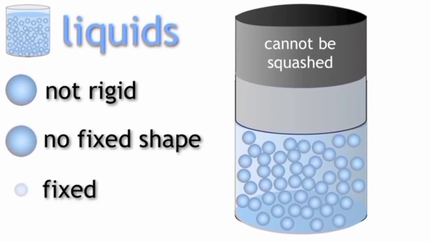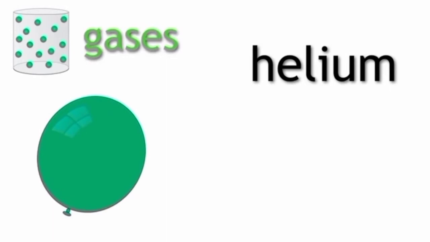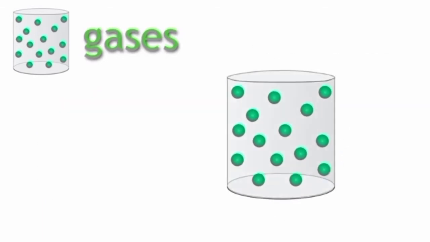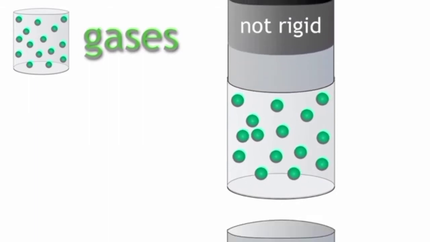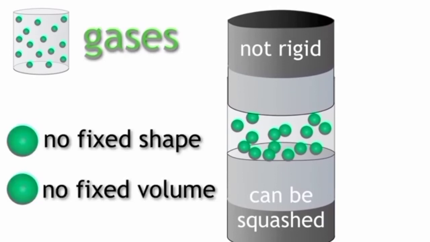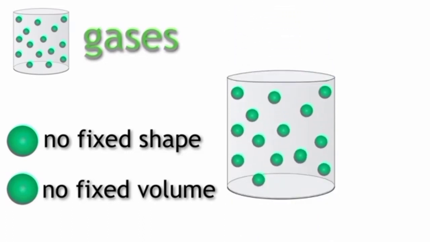Finally, the gases. Say for example, helium. This is a gas commonly used in party balloons because it is less dense than air and unreactive. Again, same as solids and liquids, the gas properties depend on how close together the particles are. Unlike solid and liquid, the gas particles are not packed close to each other. This means that gases are not rigid. They can be squashed and compressed. They do not have a fixed shape or even a fixed volume, and their particles fill the whole space around them. And that's all for the three states of matter.